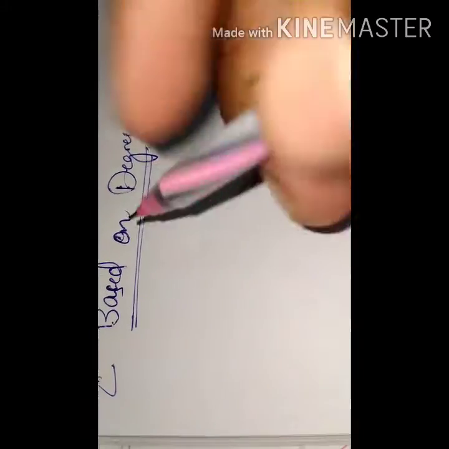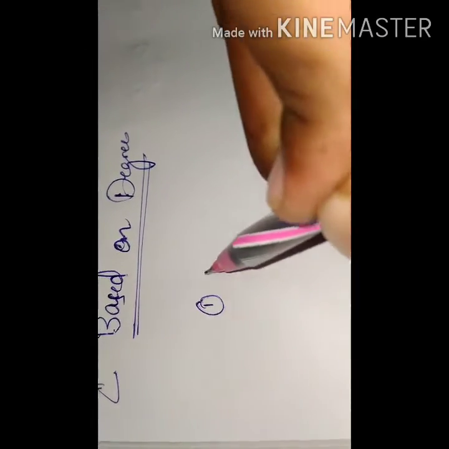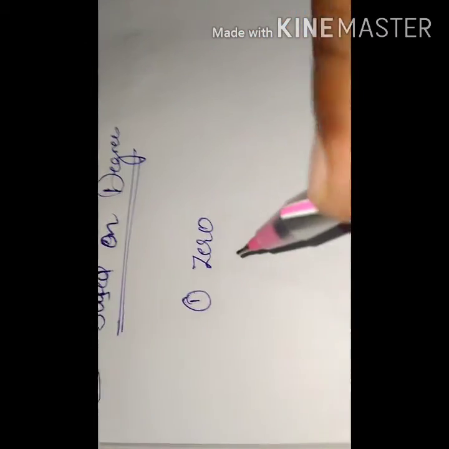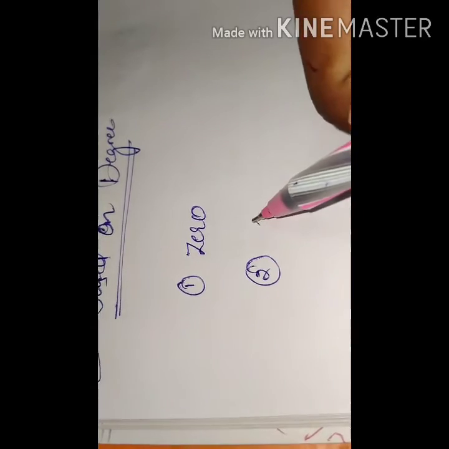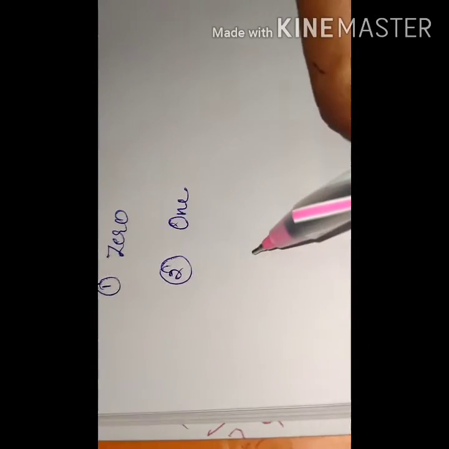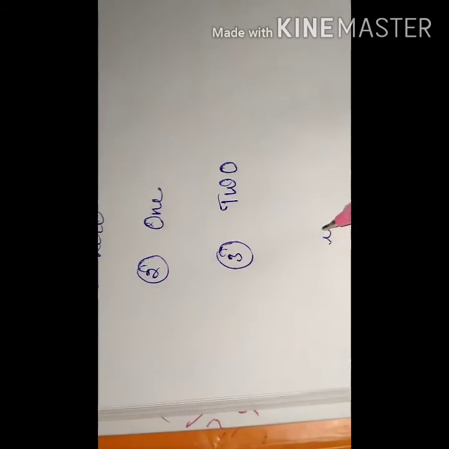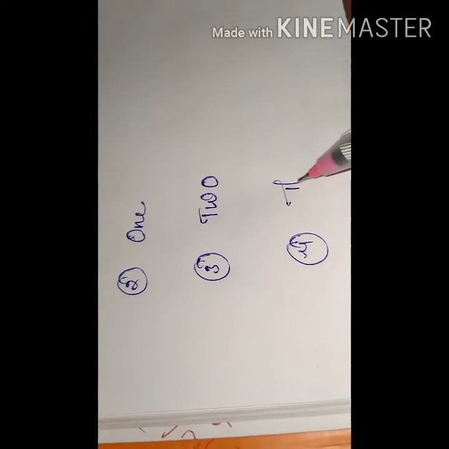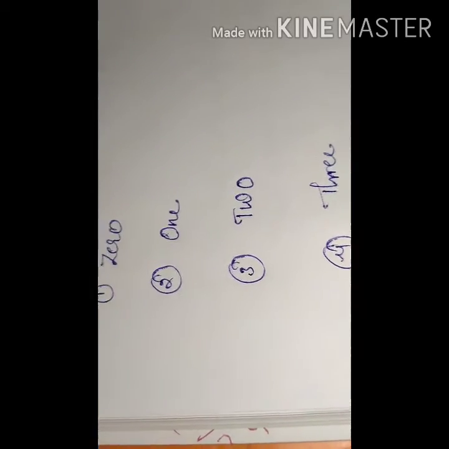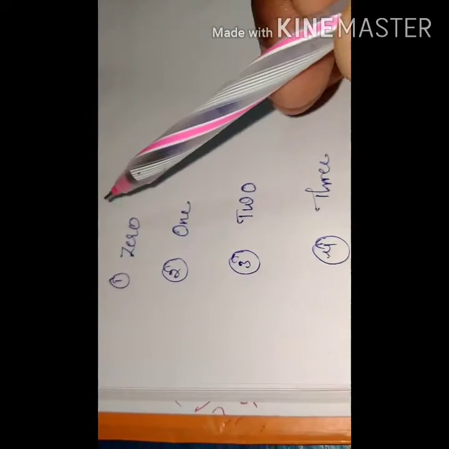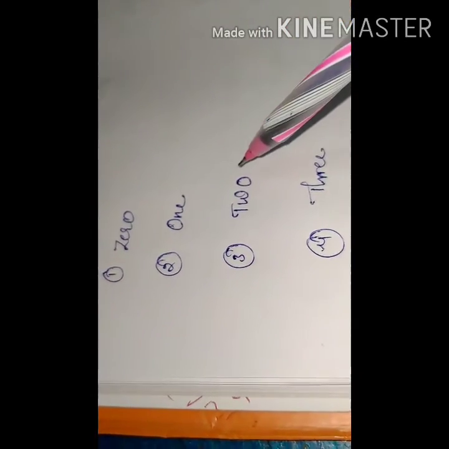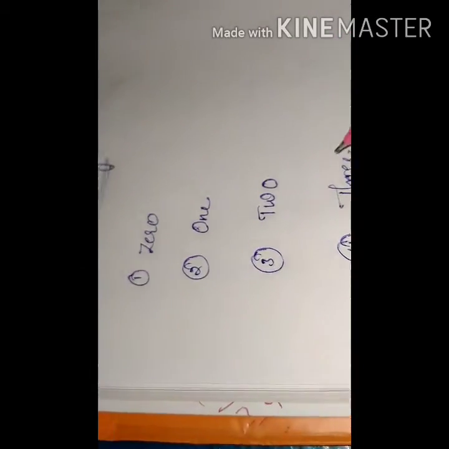That means, see, in the first case the degree is 0, in the second case the degree is 1, in the third case the degree is 2, and in the fourth case the degree is 3, right? These are the four cases. The degree is 0, degree is 1, degree is 2, and the degree is 3.